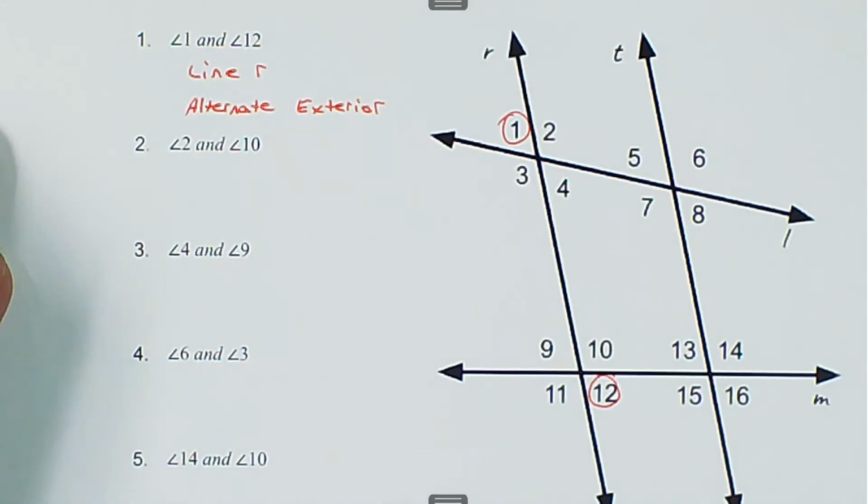The reason it's important to know that they are alternate exterior, well, in this case, our lines aren't parallel, so we can't really tell anything about the actual relationship of the angles. We can just name them. The next thing we have is angle 2 and angle 10.